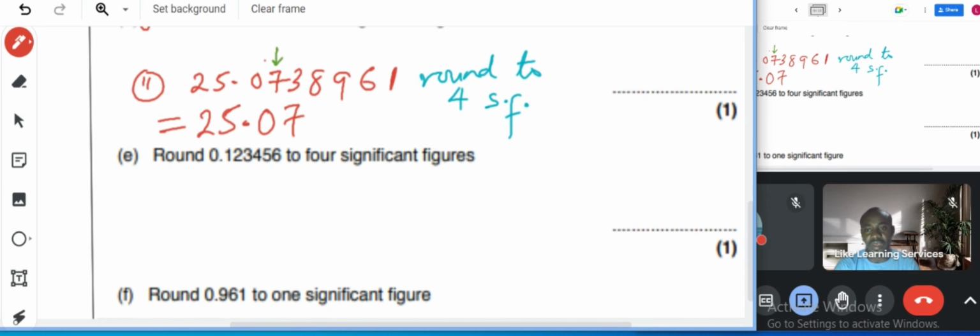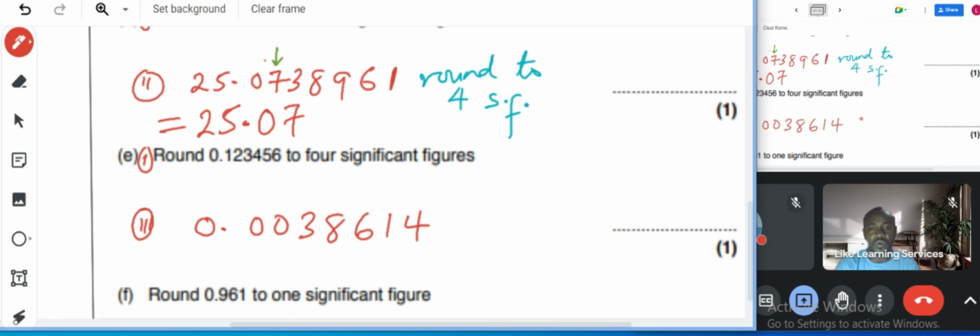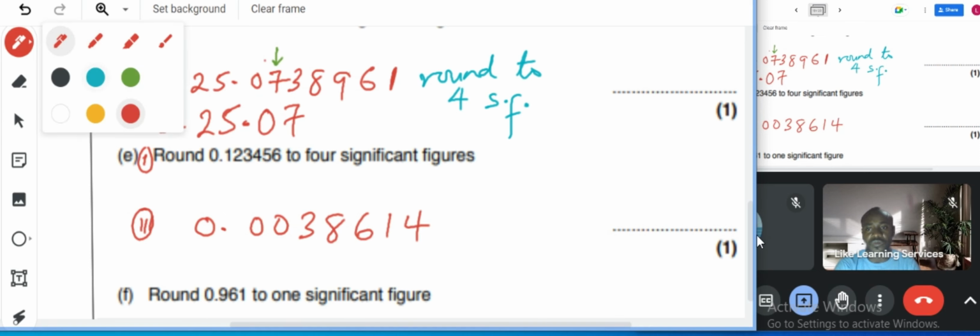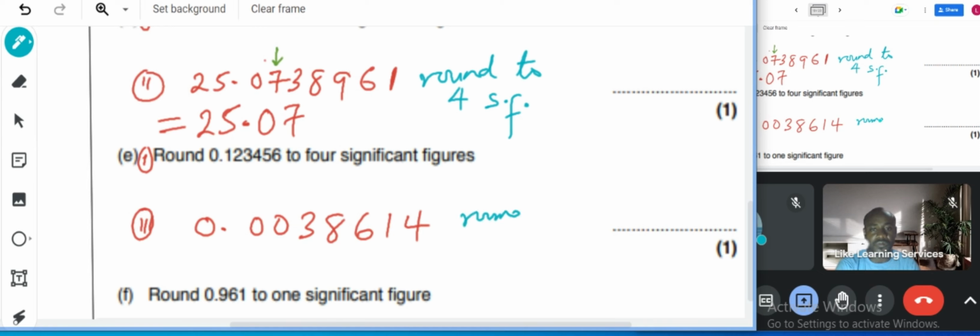Let me add this. Assuming you have something like this, let me call this one E I and E II. If you're asked to round 0.0038614 to 3 significant figures, we round it to 3 significant figures, and then we also round it to 3 decimal places. Let's round to 3 significant figures.